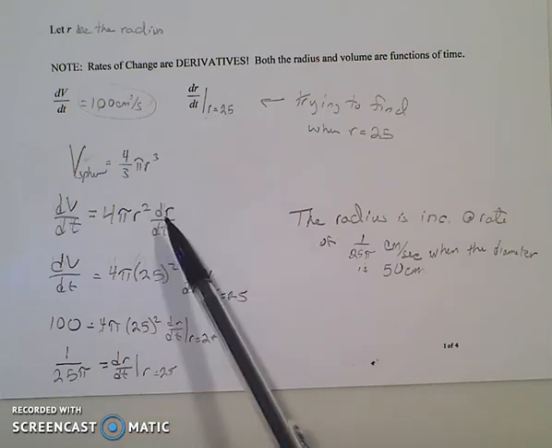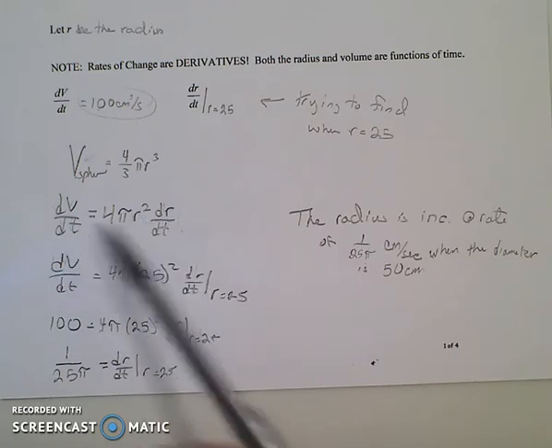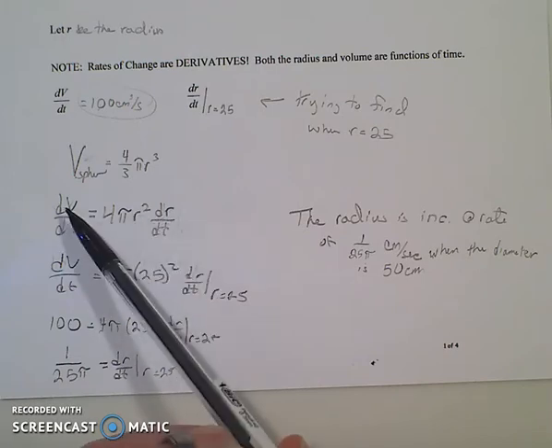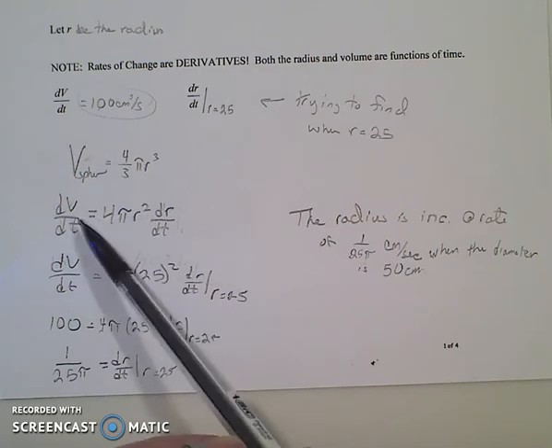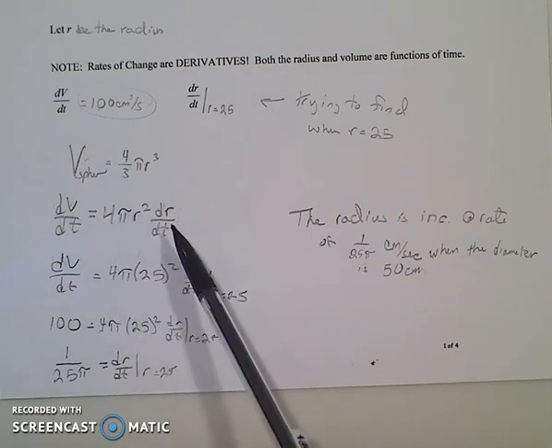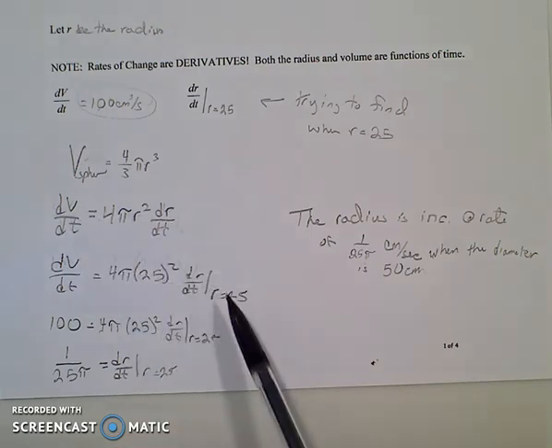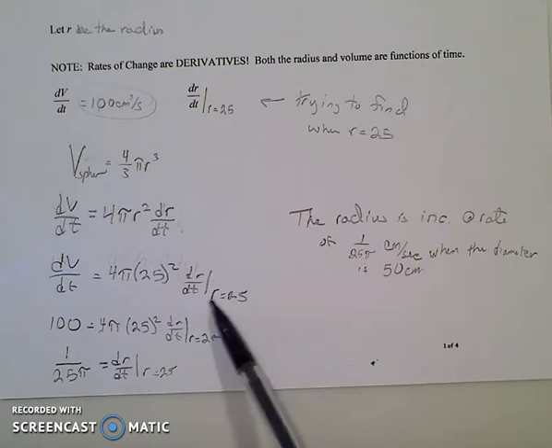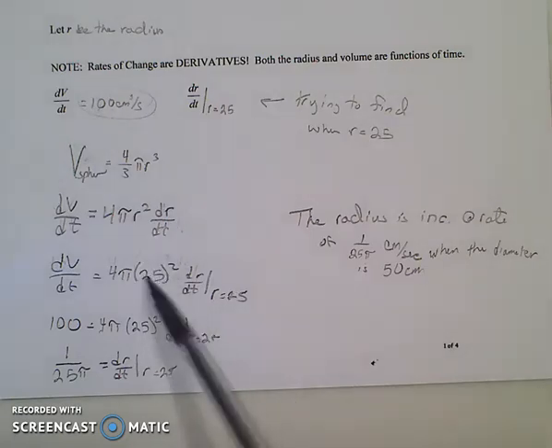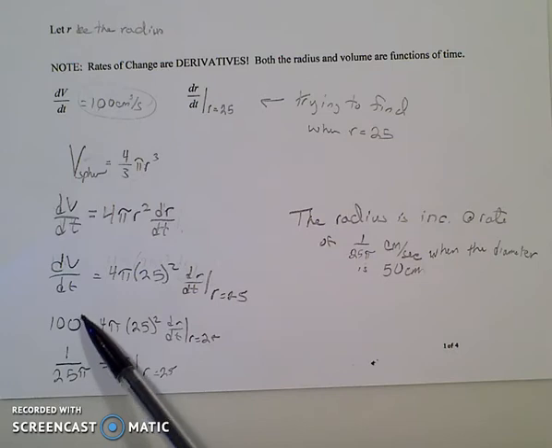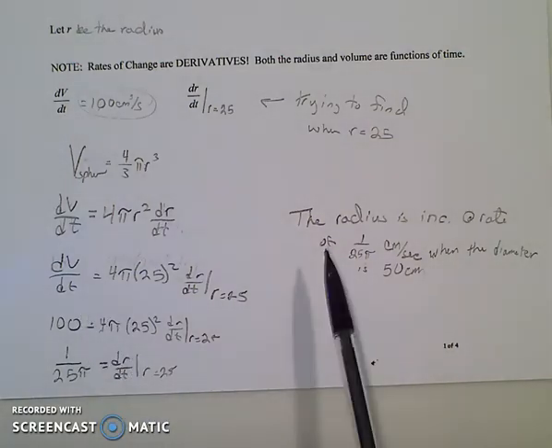Take the derivative. So we take the derivative. We need to remember implicit differentiation. We're taking the derivative with respect to time, so we need dV/dt and dr/dt. We're trying to find dr/dt when r equals 25, so we plug in 25. We plugged in 100. We solved for dr/dt. We got that, and we wrote it as a sentence.